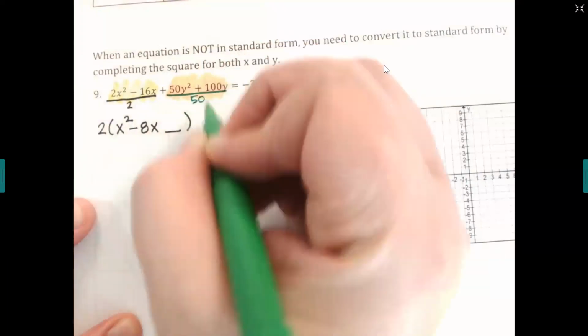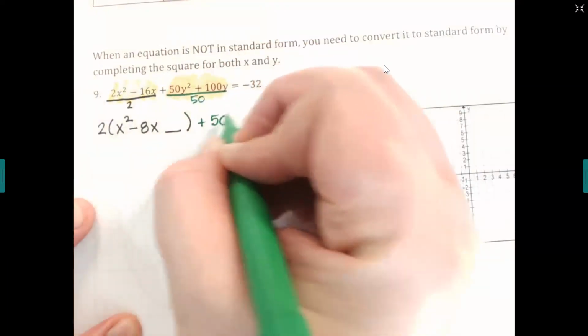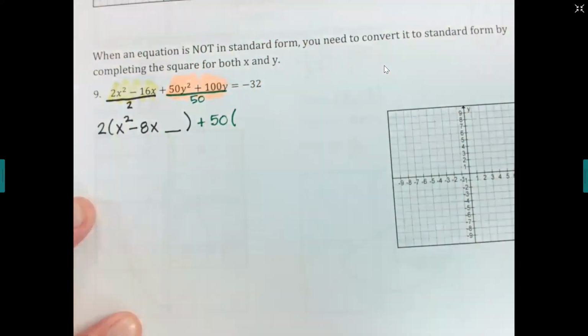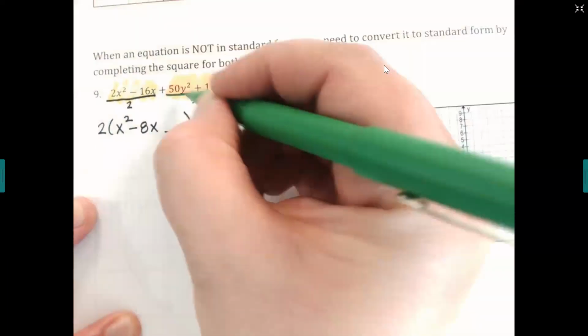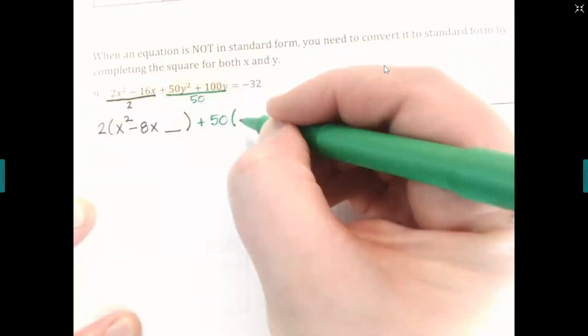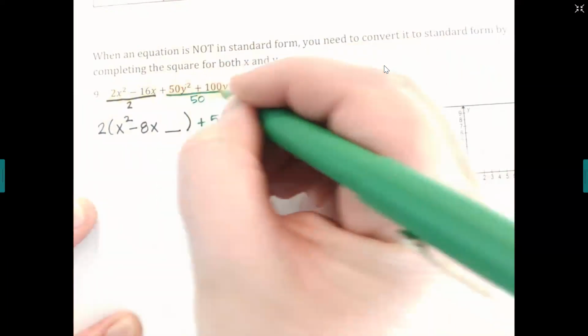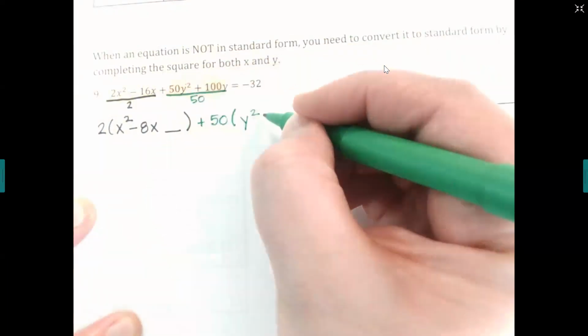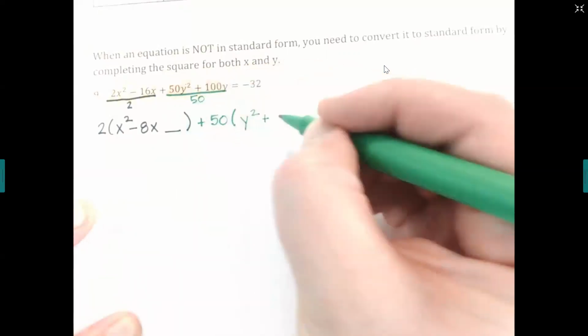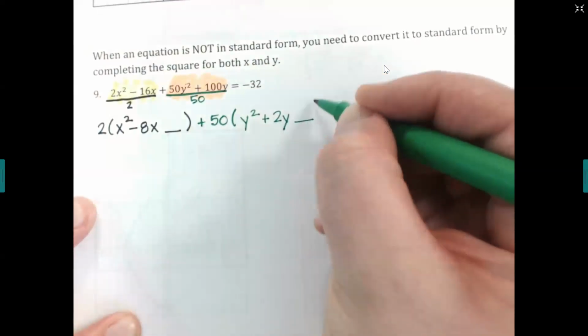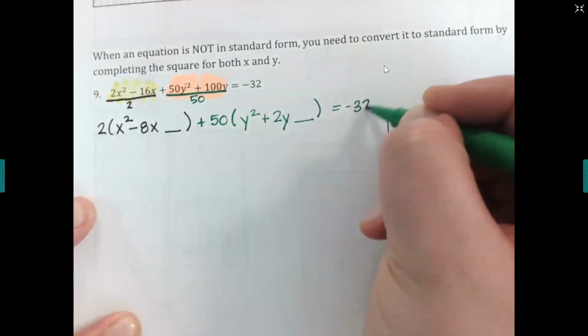50. Then I'm going to put the 50 on the outside, and I'm going to divide it out. So 50 divided by 50, that's going to cross out and just give me the Y squared. What about the 100Y divided by 50? 2. Leave a blank, and then negative 32.